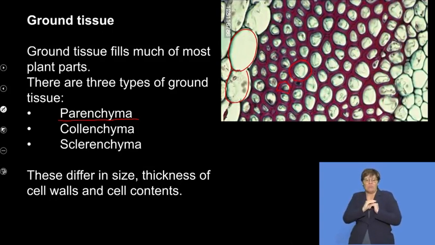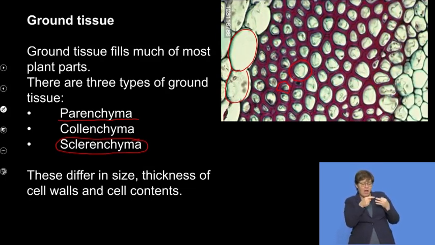support, those are called Sclerenchyma, and there is another type we will look at later which has walls that are not quite as thick as Sclerenchyma. And these are all found in different parts of the plant to carry out different functions.